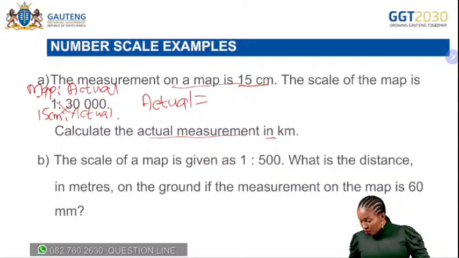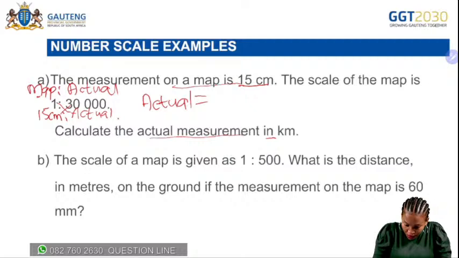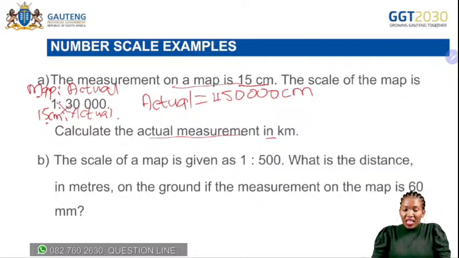This is the point where you take out your calculators, guys. You say 15 multiplied by 30,000. What is the answer? It is 450,000. But remember, you multiplied by what? By centimeters. So the answer is going to be in centimeters.